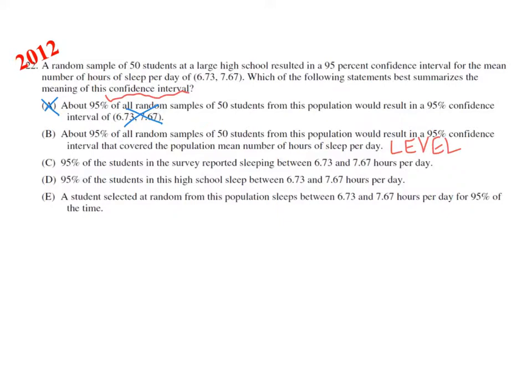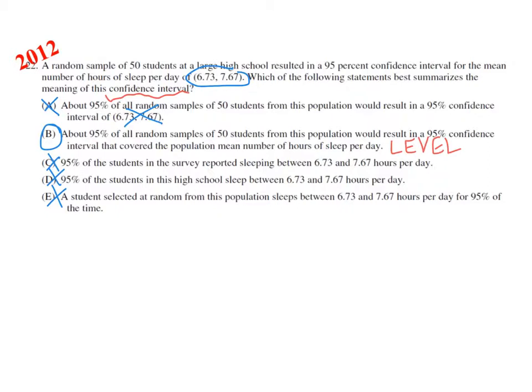A, 95% of the students in the survey reported sleeping between, no, that's wrong. An interval is all about figuring out where the mean is, not where the sample students are. 95% of the students in the high school, again, no, that has nothing to do with the population at large. We're trying to figure out where the mean is. A student selected at random from the population sleeps between that and that, 95. No, it's not about what percent of the time they sleep. So the answer here is B because it is the only one that is a correct statement.